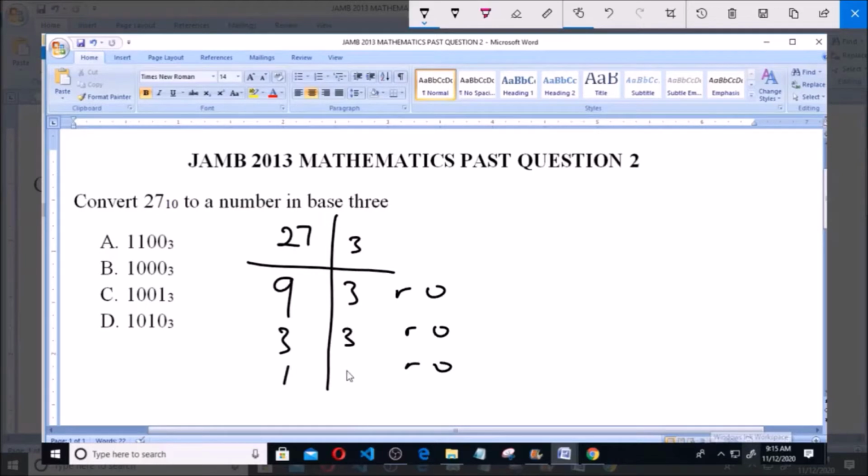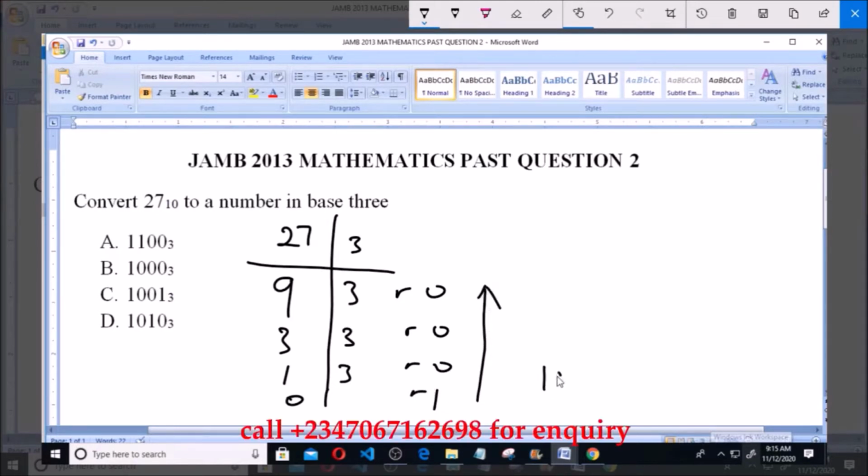Remainder 0. Now 3 into 1 is 0, remainder 1. Now we count from down upward. So we have 1 0 0 0 in base 3, and that is option B.